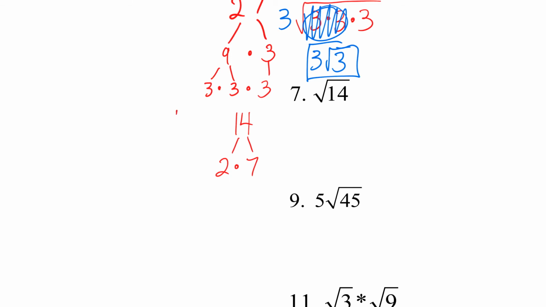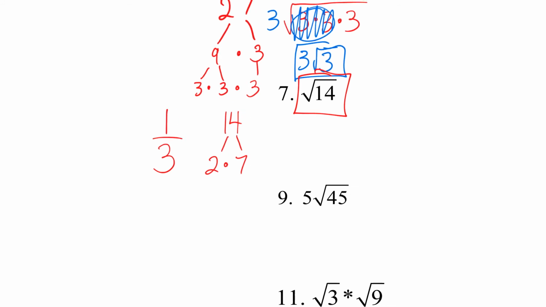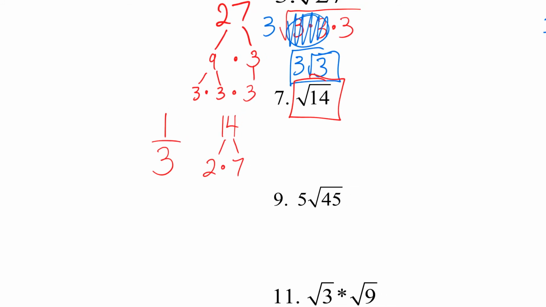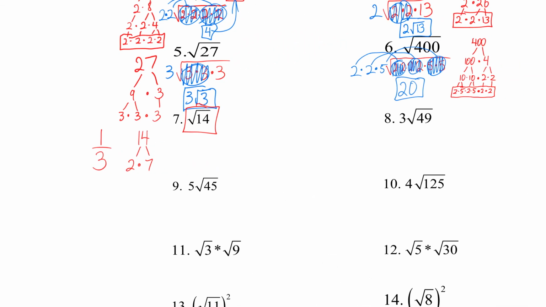Okay, so what that means whenever there's no pairs is it means that it is already simplified. It's like this. If I gave you a fraction 1/3 and I asked you to simplify 1/3, could you simplify 1/3? No, that's already down as far as it'll go, and that's the same thing that's going on here. So that's the answer. Square root of 14 is as simple as that gets. You can't break it down any further.